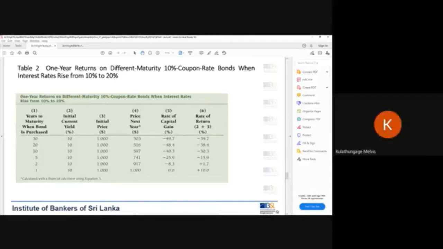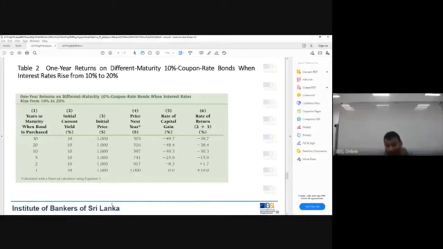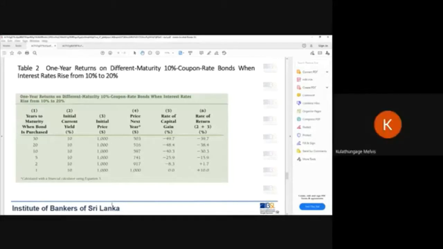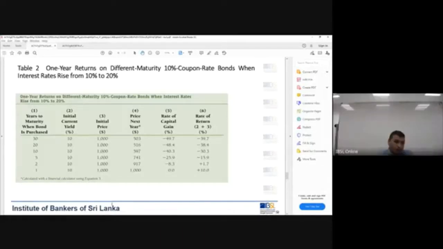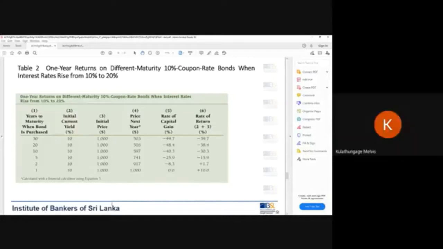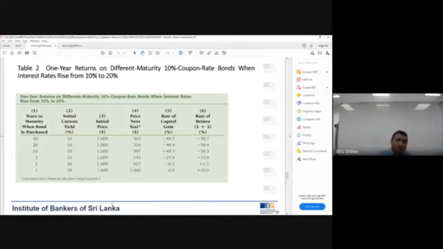Right? Can I disturb you for a while? Here in this column, it shows the first field. It shows the 1 year to maturity when the bond is purchased. Sorry, in this diagram, the first field shows years to maturity when the bond is purchased. One, two, three, 4, 5, 6, those are column numbers. Okay, so that's why the last column says 2 plus 5. You are adding the second column and the fifth column.